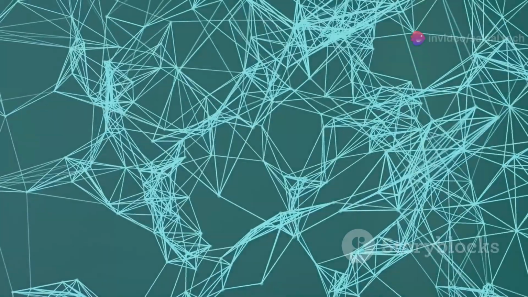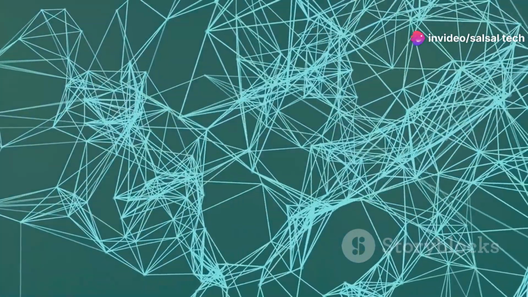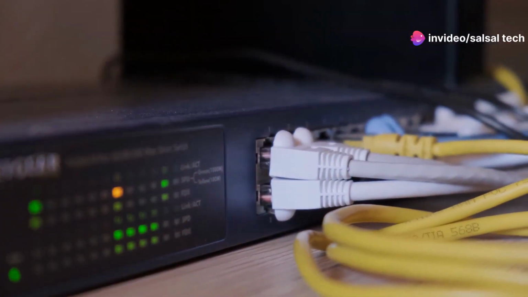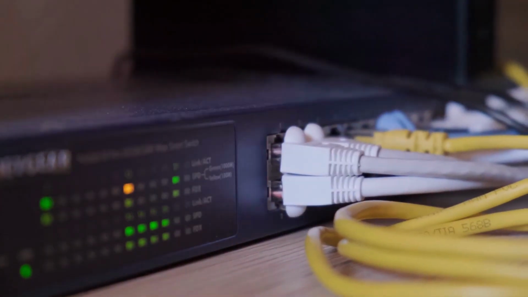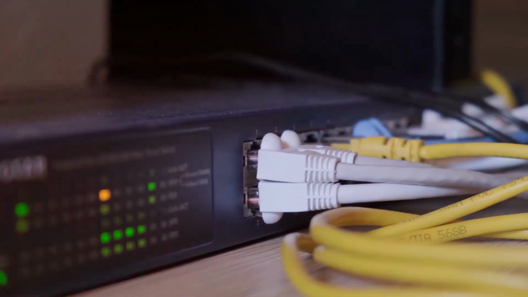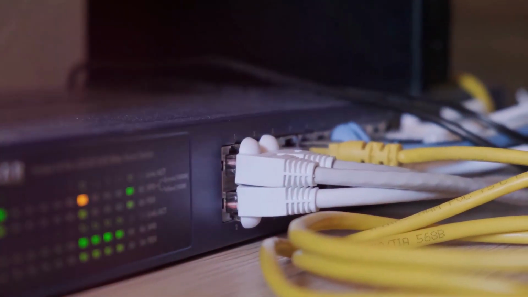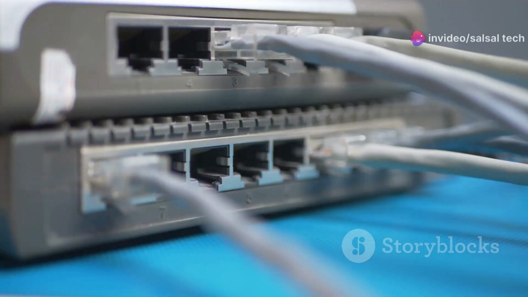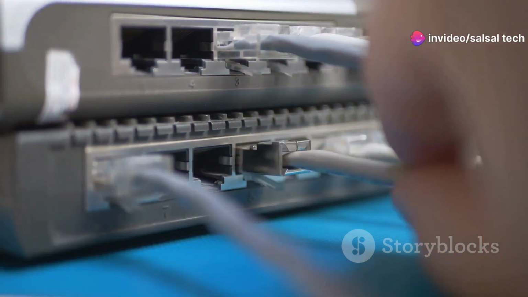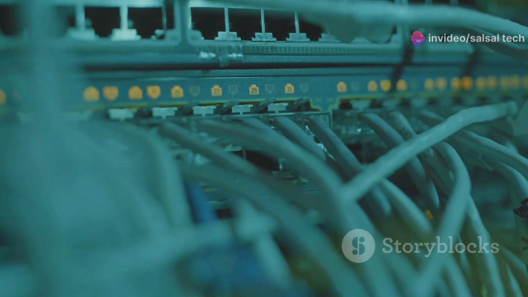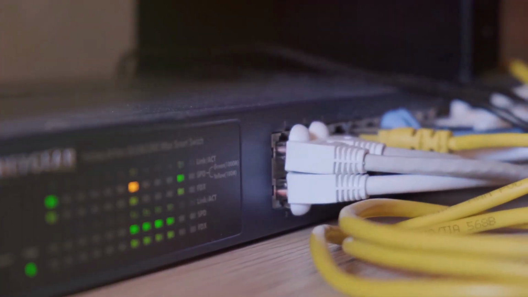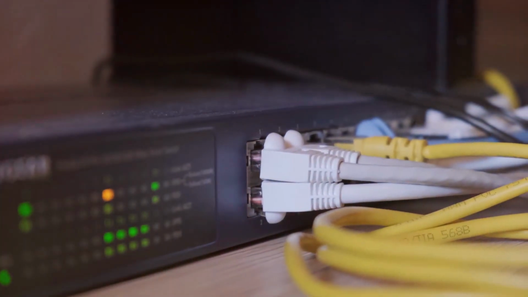LSA Type 2 is known as the Network LSA. It is created by the designated router, or DR, on a multi-access network. A multi-access network is a network where multiple routers can connect to the same network segment, like Ethernet. The Network LSA describes all the routers on a multi-access network. It includes the network's ID and the IDs of all routers connected to it. The DR creates this LSA and shares it with all routers in the area.